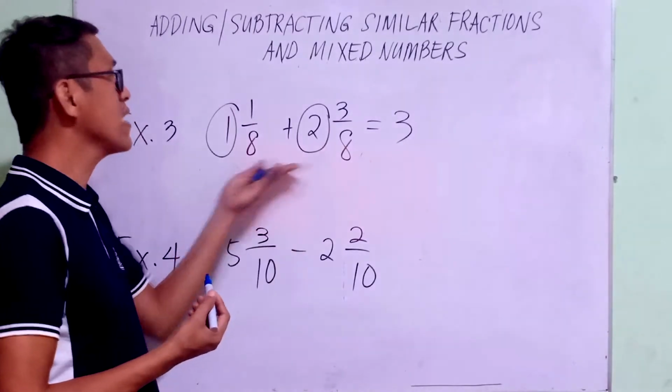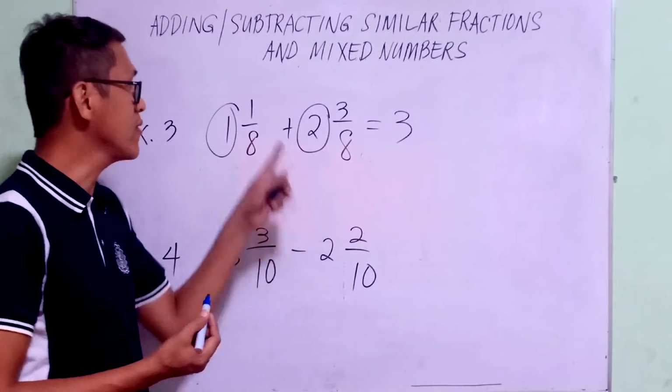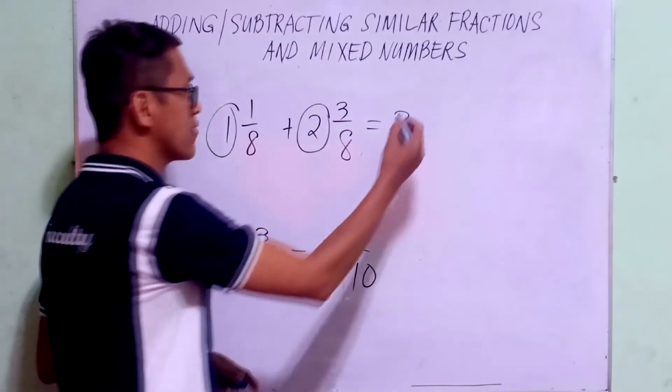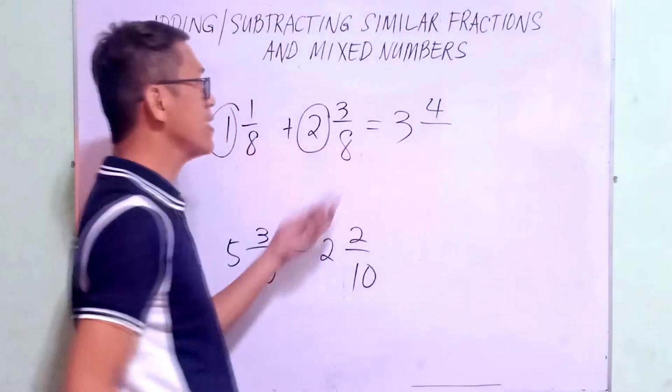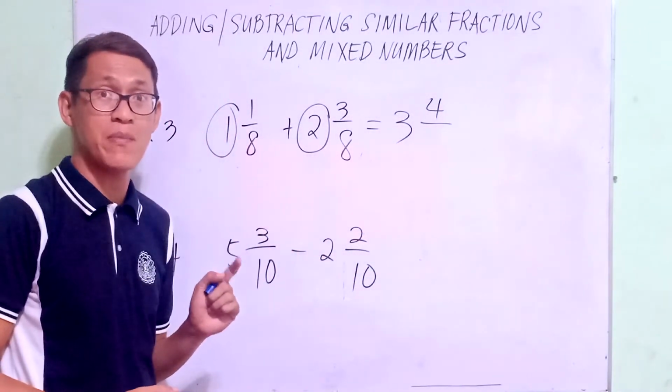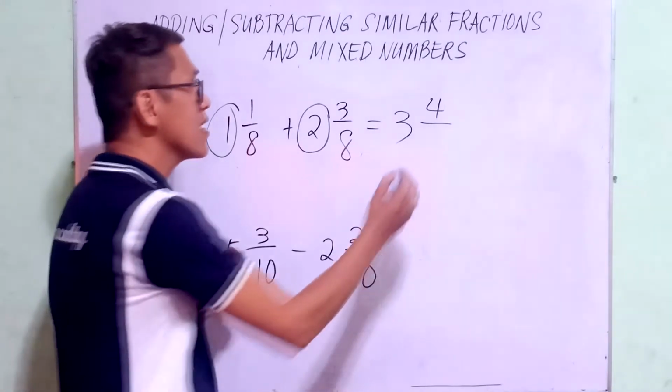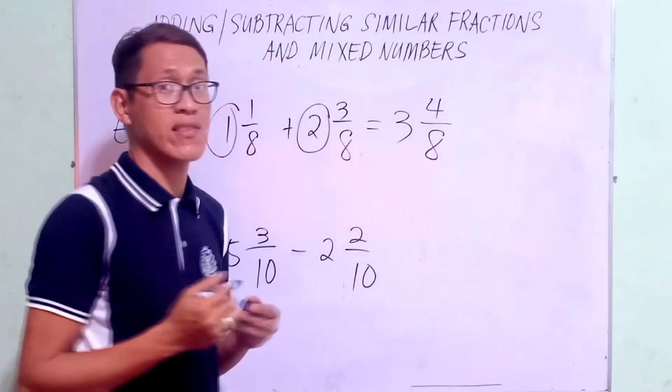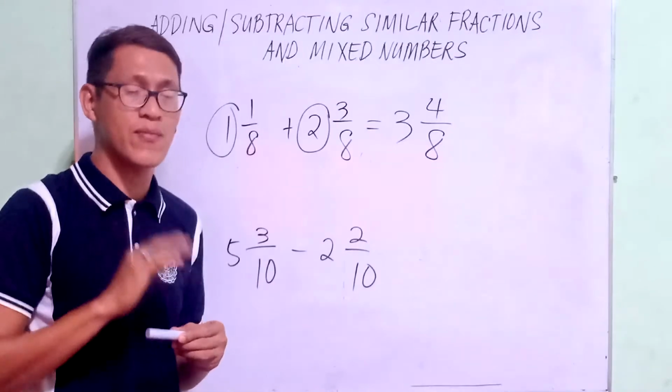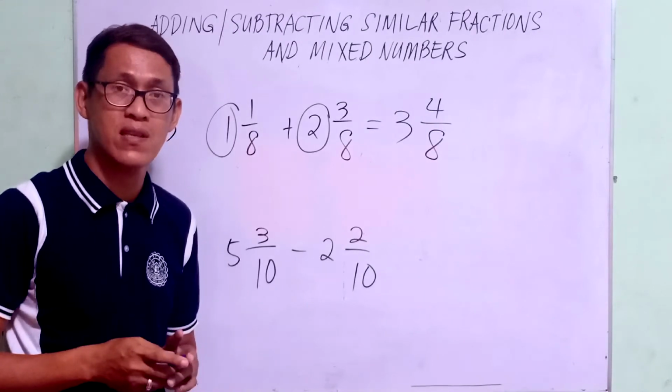Then add 1/8 plus 3/8. So if you add 1 plus 3, that's 4. Then again, you simply copy the denominator, which is 8. Again, reminder, never add or subtract the denominators if they are similar.